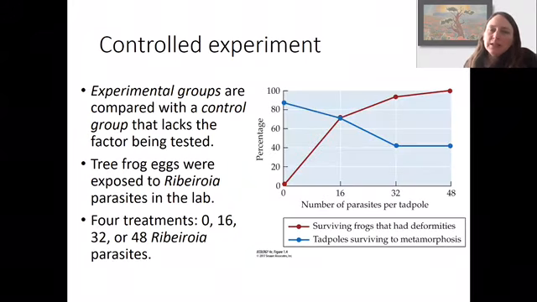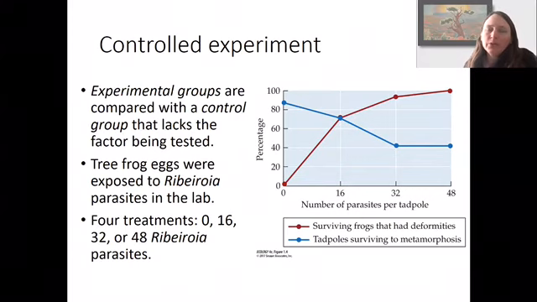And what you can see is that as the number of parasites per tadpole on the x-axis increases, you get an increasing percentage of frogs with deformities and a decreasing number of tadpoles surviving to metamorphosis. So in this case, the control treatment is where? So pause the video for a minute and look at the figure closely and try to figure out where the control treatment is found.